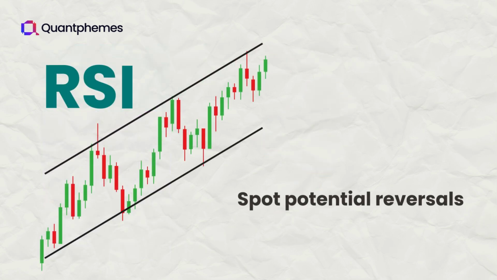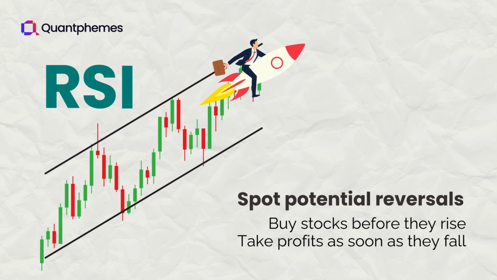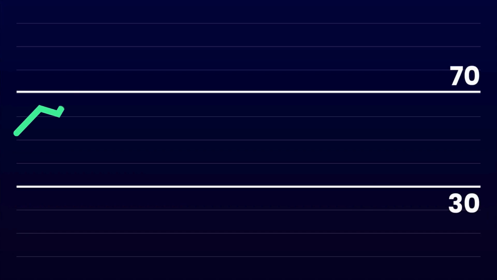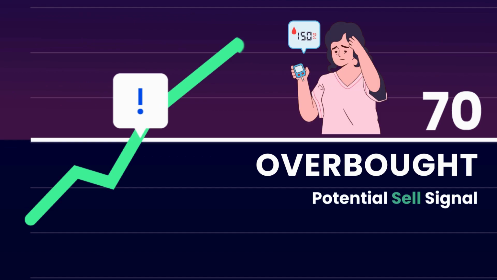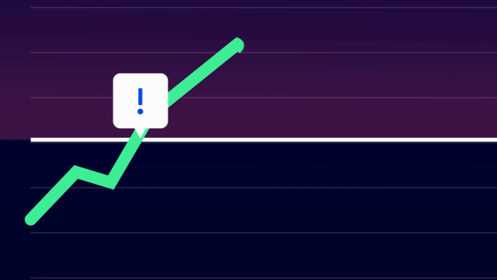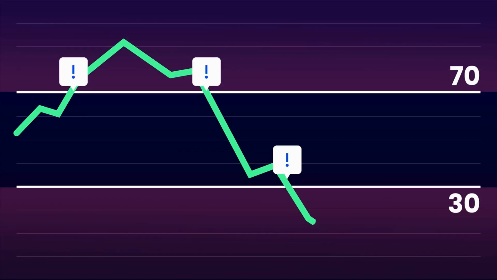RSI could help us spot potential reversals, which means we could buy stocks before they rise and take profits as soon as they fall. Usually, if the RSI is above 70, it can be considered as overbought. It's like the stock is on a sugar high. It might need a break. Time to think about selling. Below 30? It's oversold. That could be a signal to buy, like finding a hidden gem in the clearance section.